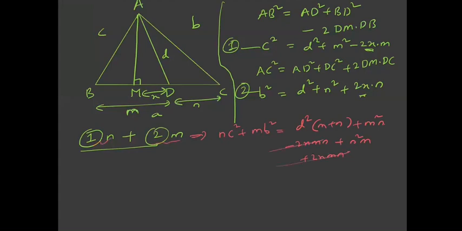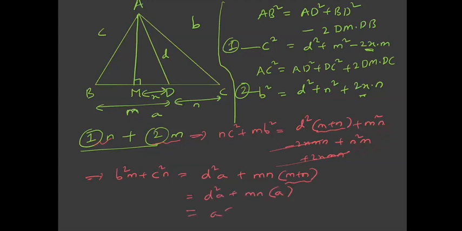So these two things get cancelled, and we have here b square m plus c square n is equal to d square into m plus n. What is m plus n? m plus n is nothing but a: from these two terms, m square n plus n square m, I can take mn common and I would get m plus n. So again m plus n is equal to a.